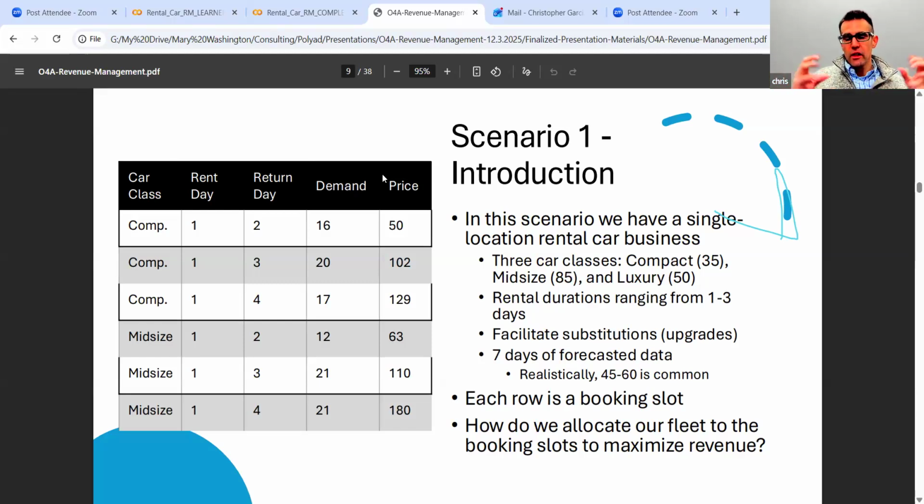Another thing to think about with the rental car industry, and we also see this in other industries, is this notion of substitutions or upgrades. This might sound like a bad idea. It might sound like you're wasting your higher quality goods, your higher class capacity. But by allowing for upgrades and substitutions of one product for another, you can make even more flexible use of your capacity. And we'll see this tends to generate more revenue if you allow it here.